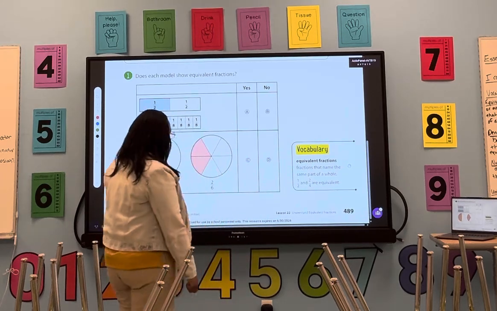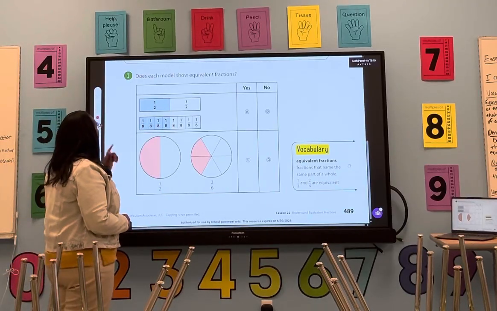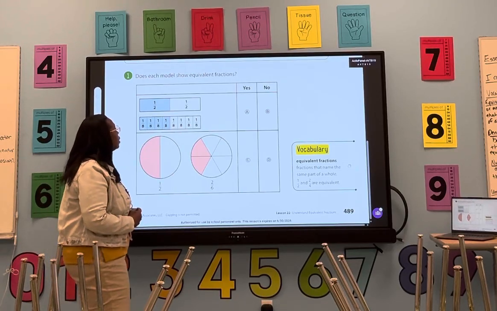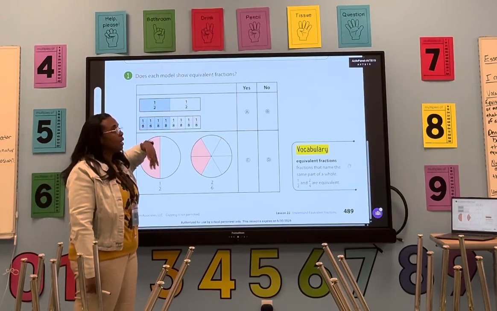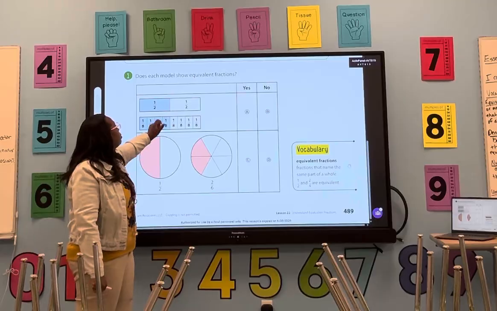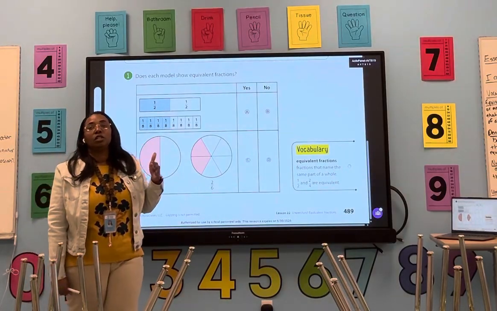All right, so homework today started on page 489. So let's look at number 1. It says, does each model show equivalent fractions? So these are the fraction bars I was telling you about that we worked with. I tried to make the kids think of it as a shape. I'm like, this is a rectangle that has been broken up into 2 parts, and then the unit fraction is put inside of each part.